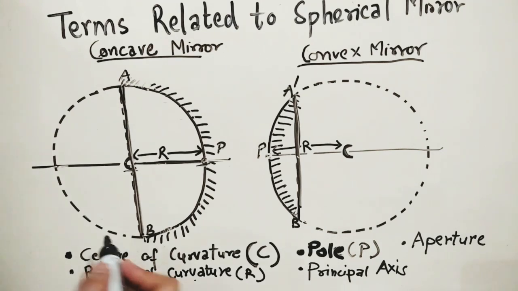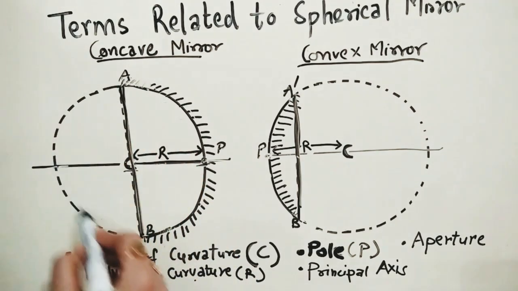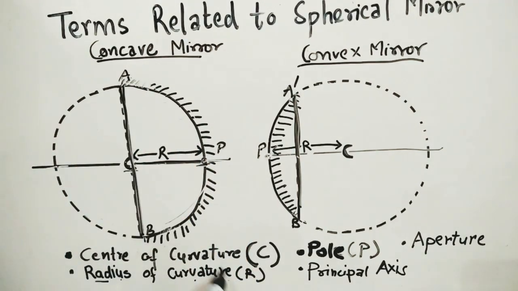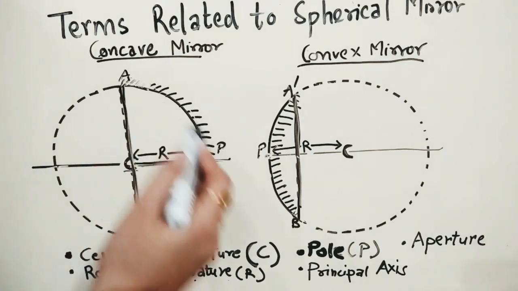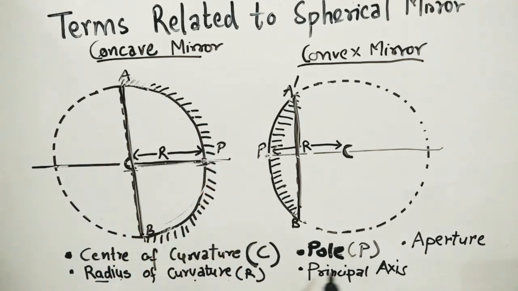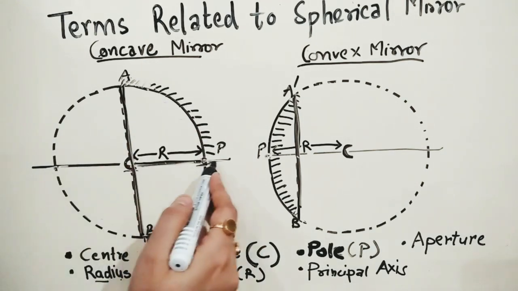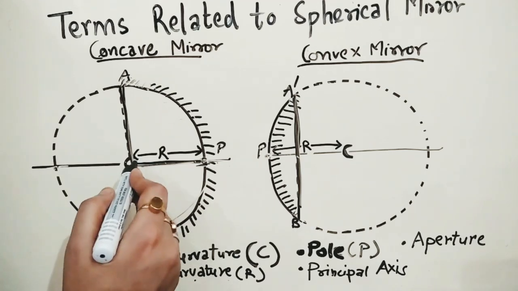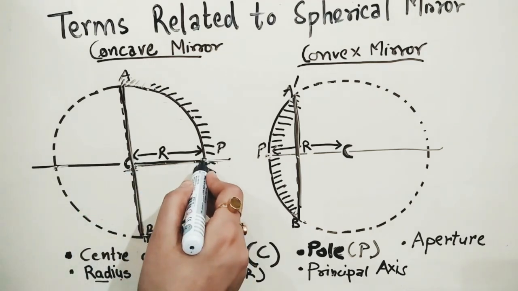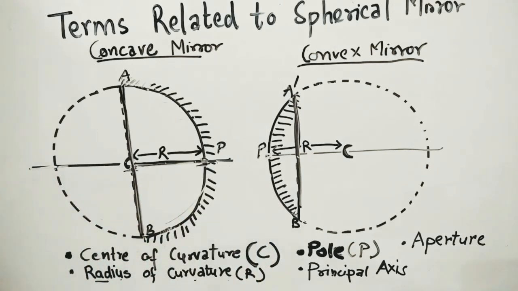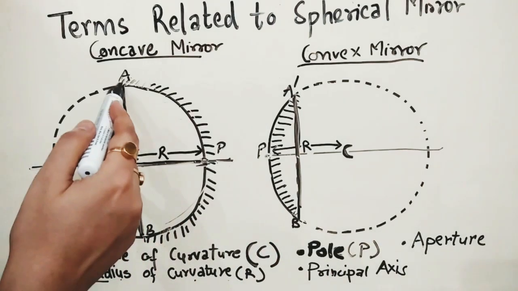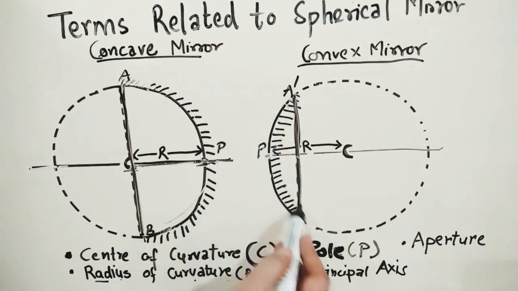So these are the important terms. The center of curvature is the center of this hollow sphere. The radius of curvature is the radius of the hollow sphere. The pole is the center of this spherical reflecting surface, and the principal axis is the axis which passes through the center of curvature as well as through the pole and is extended at both ends. And then the aperture is the diameter of the reflecting surface.